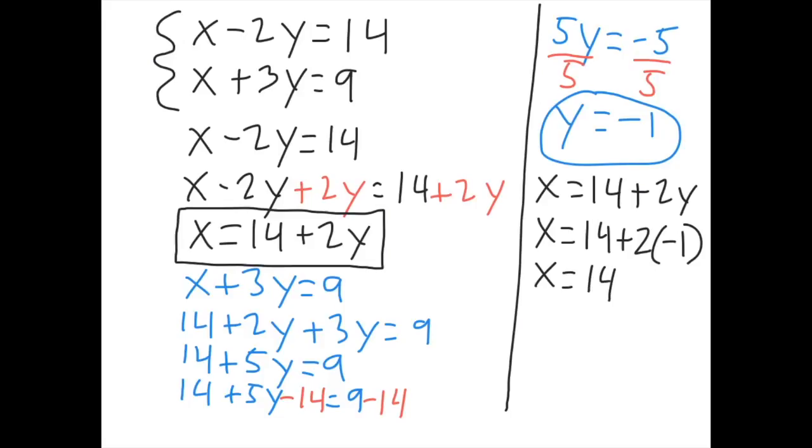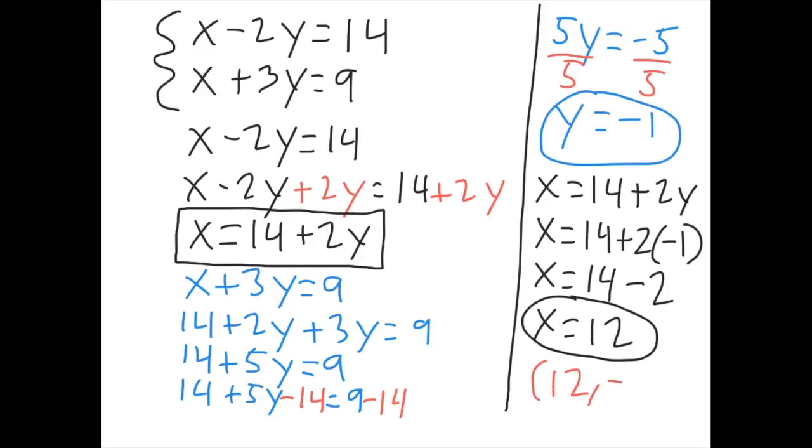2 times negative 1 is negative 2, and 14 minus 2 is 12. So we get the answer that x is 12. So our two answers are y equals negative 1 and x equals 12. And to put that as a point, it would be the point (12, negative 1), because x then y.